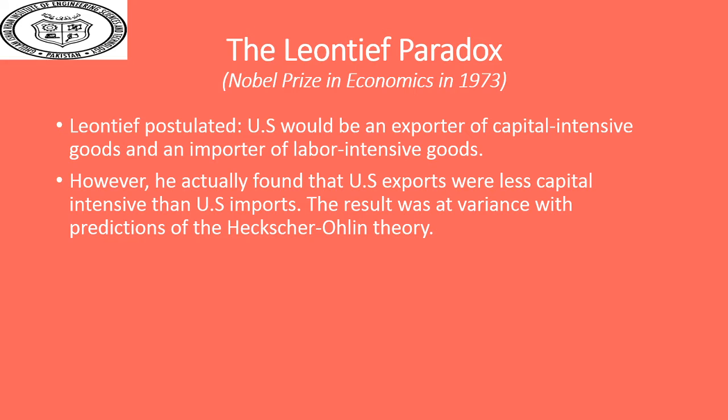Well, it should be like this, but actually the US exports less capital-intensive goods, for example agricultural goods, and also some minor electronics instruments. So the result was at variance with the predictions of the Heckscher-Ohlin theory. Quite ironically, the US is exporting too many agricultural goods and not necessarily capital-intensive goods. So that is the Leontief paradox. Why does this Leontief paradox arise?